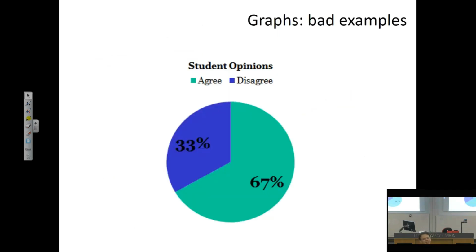Okay, some examples of good and bad graphs, and pie charts are favorite graphs because they can be produced very, very easily in packages such as Microsoft Excel and Calc and other packages. Can anyone see any problems with this particular graph? So it is a student survey. 33% agree and 67% disagree with that question. Yes.